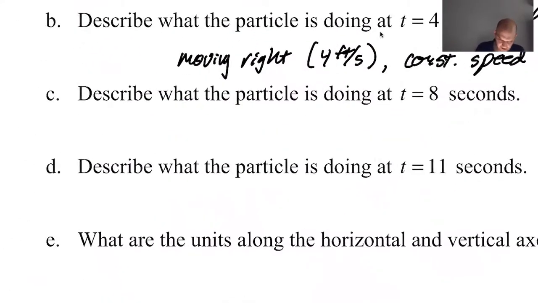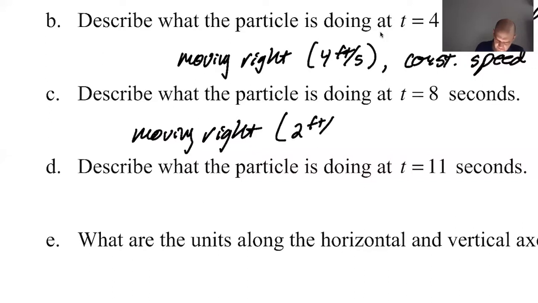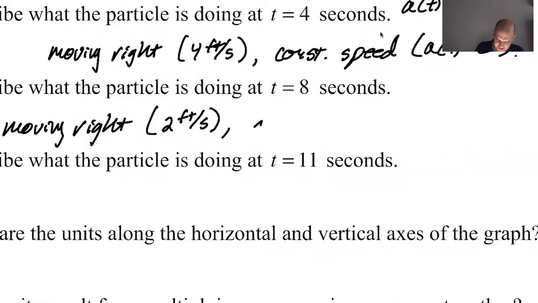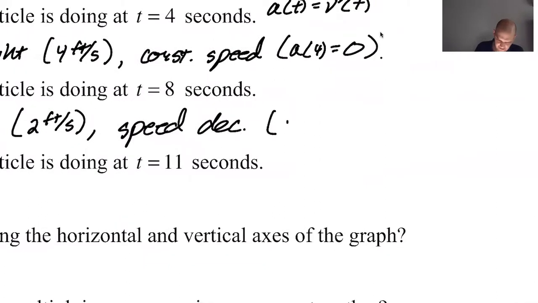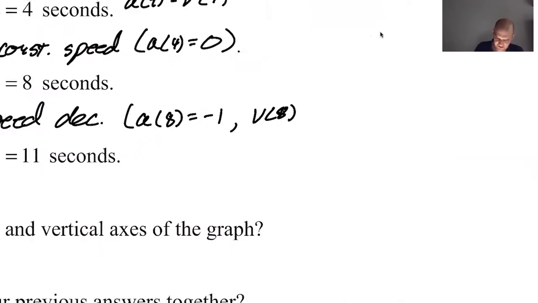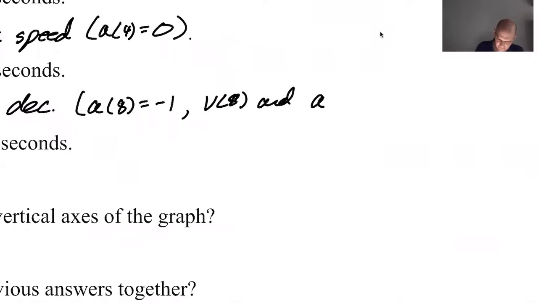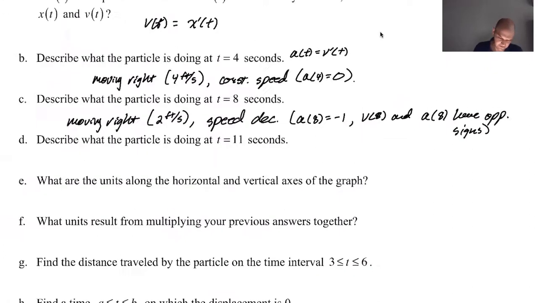So let's try to write that up. Moving right because your velocity is 2 feet per second. Speed is decreasing. And the reason your speed is decreasing is that a of 8 is -1, and v of 8 and a of 8 have opposite signs. Anytime you have opposite signs on velocity and acceleration, speed is going to be decreasing. So opposite signs. Okay, I think that's a good answer.